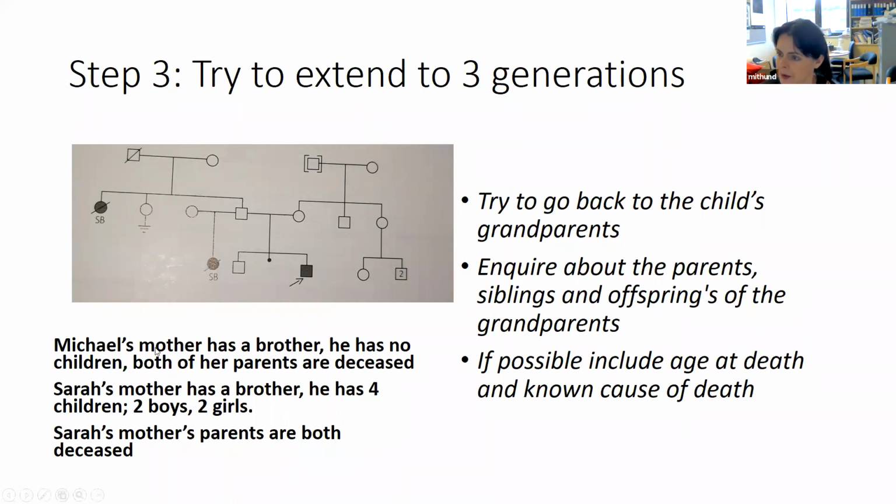So you find out that Michael's mum has a brother and he has no children, and that both of her parents are dead. Sarah's mum has a brother. He has 4 children, 2 boys, 2 girls, and Sarah's mum's parents are both dead. So we can add that in. So that would then give us the final generation, extending the pedigree.